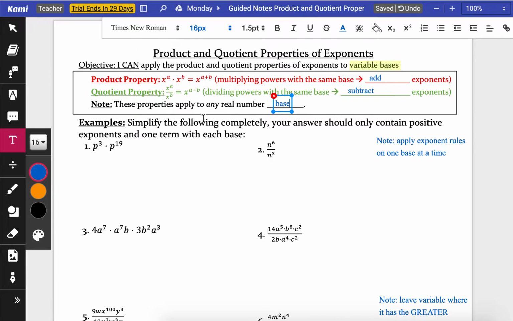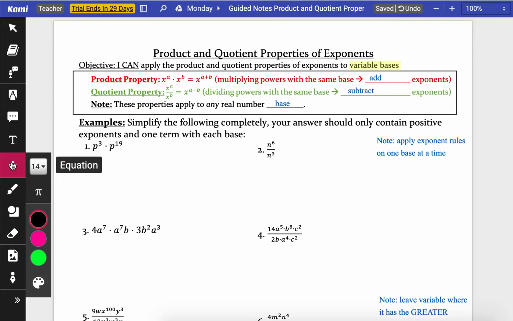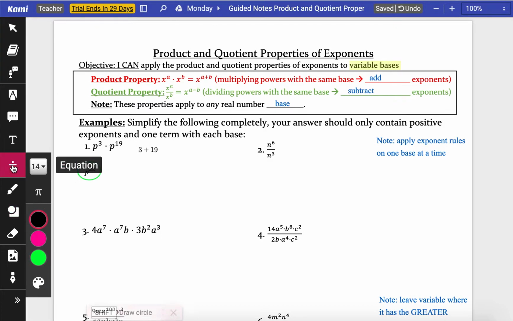So the first thing we're going to do is look at p cubed times p to the 19th. Remember that we've looked at something like 5 to the 3rd times 5 to the 19th, and all we did was take 3 and add it to 19, and that gave us our new exponent. And the same thing applies here, right? I have p multiplied by itself 3 times, and then multiplied by itself 19 more times, and that's a total of 22 times. So we're just applying the same properties to variable bases.